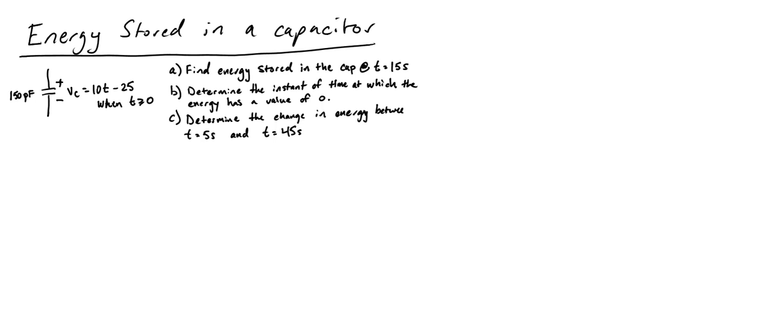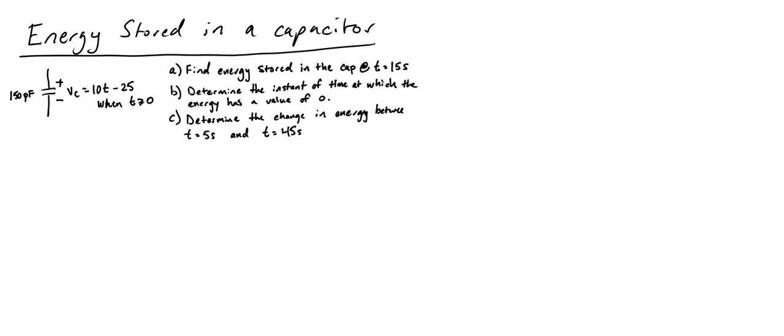The problem is that we have this 150 picofarad capacitor with the voltage across it that is described as VC. That's equal to 10t minus 25. So we have this first order voltage that is going across this capacitor.